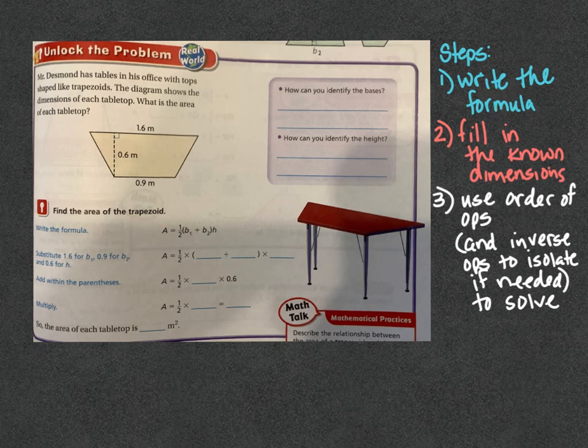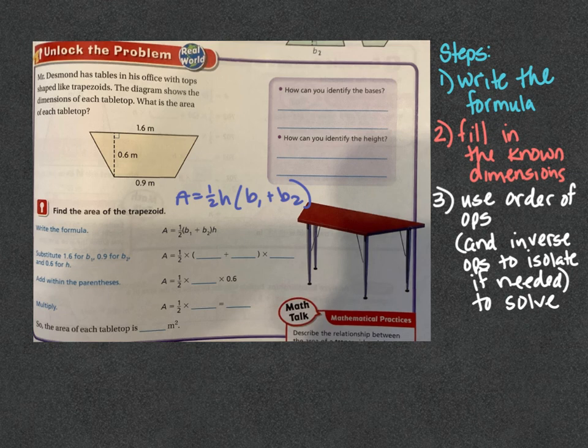Step 1, write the formula. A equals 1/2 times (base 1 plus base 2) times height. We had written it as A equals 1/2 times H times (B1 plus B2). You'll see it either way. It's the same. You're multiplying 1/2 times the height times this answer. So choose which way you want to write it, and write it that way every single time.